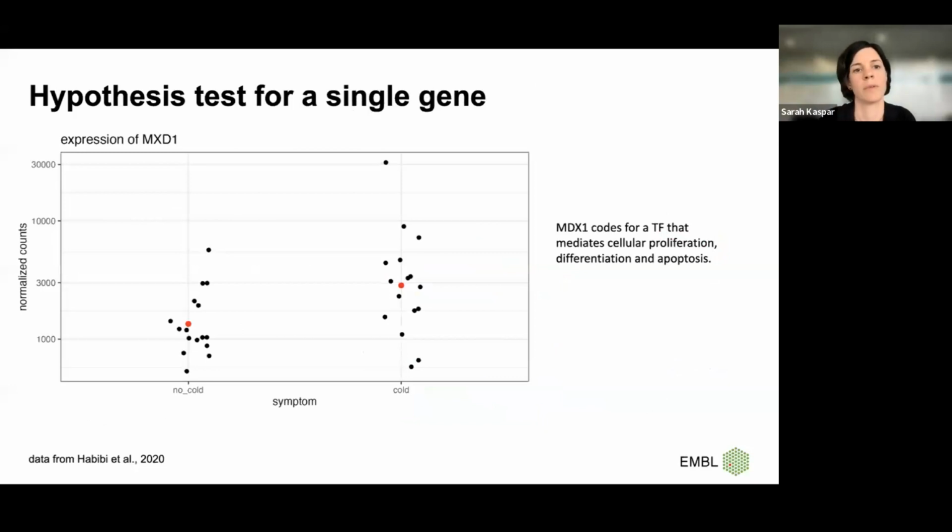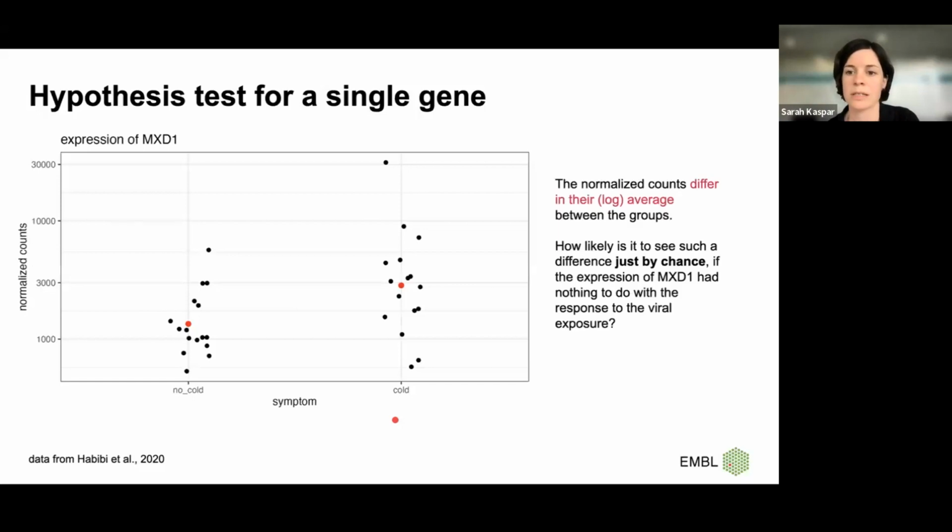So here I brought an example gene where I'm showing the normalized counts. So they are normalized to the respective sample size. Each black dot here belongs to one sample, and I split them by no cold and cold group. I'm also showing you the averages of the normalized counts, and you can clearly see that they are different in the two groups. But at the same time, there is also variation in each group.